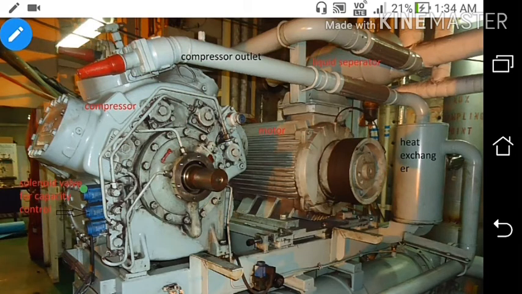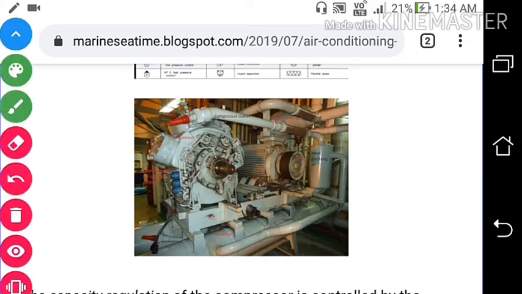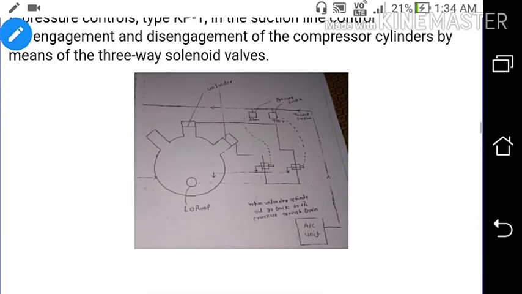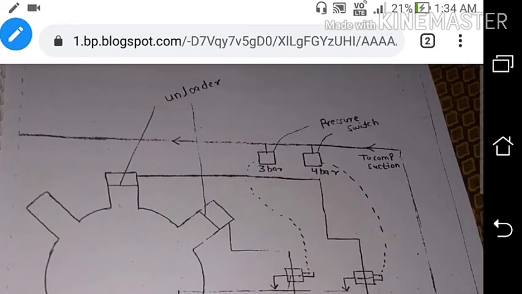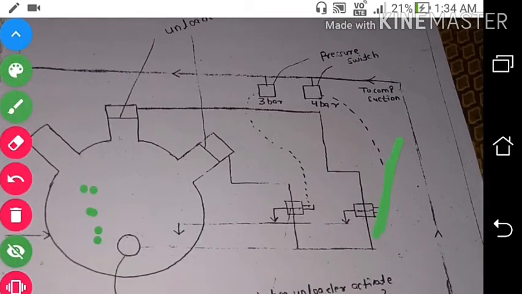Now you can see these are the solenoid valves, which will control the capacity of the refrigerant. So this is how the capacity is controlled. You can see these are the unloaders, and you can see these are the solenoid valves. These are the pressure switches which I have shown you before. We have 3 pressure switches. According to the pressure switches, the solenoid valve will open.